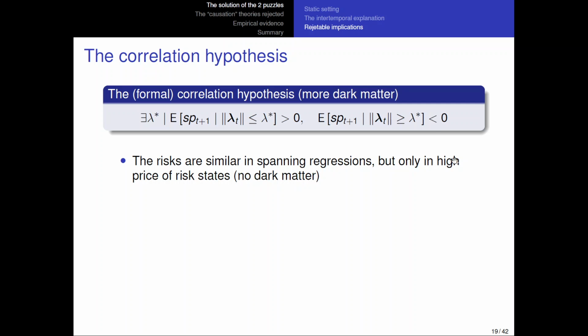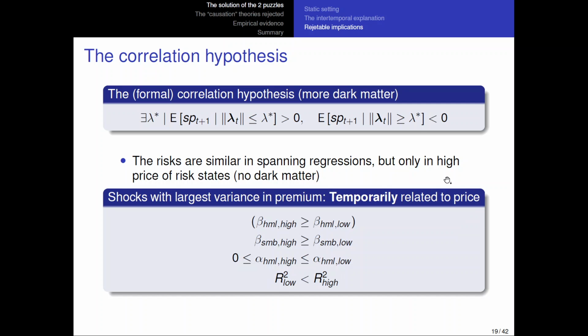And there's a similar result in spanning regressions, but only in high price of risk states. So what we have here in this solution is that, according to this theory, value and size need to correlate with the same risks. In the low price of risk states, value is not related to any risk. So what's going to happen in low price of risk states? If you run a spanning regression, there's going to be no R squared because they don't relate to the same risk, so they don't have any reason to be exposed to the same shocks.